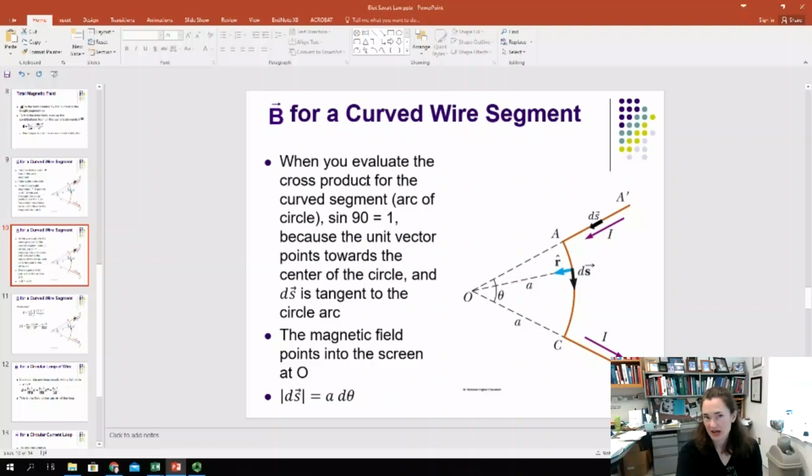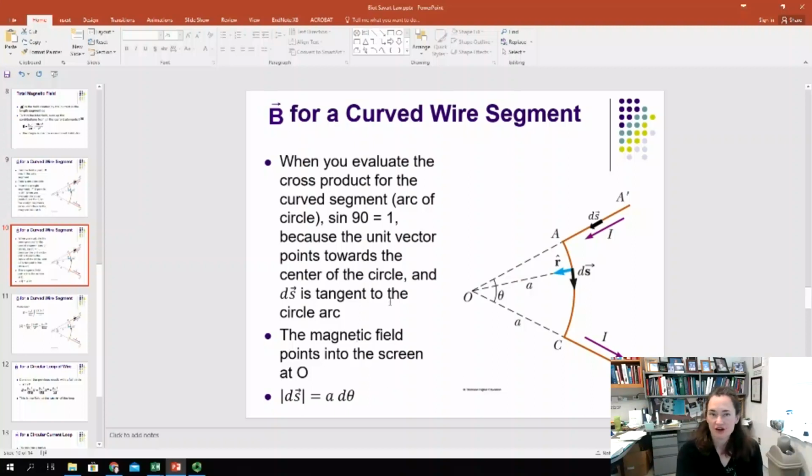Well, the magnitude of r hat is just 1 because it's a unit vector, so by definition it's 1. Now, the magnitude of ds would be a d theta, because it's a little line segment along the arc of a circle, and so ds would be a d theta. Okay, so that's the magnitude of that part.